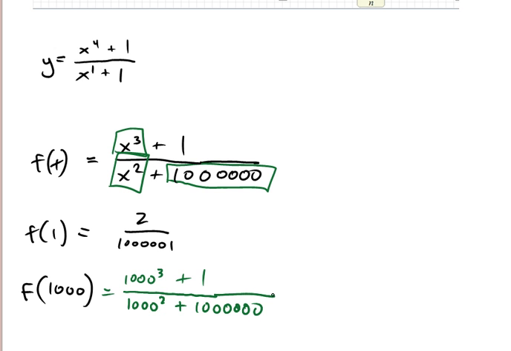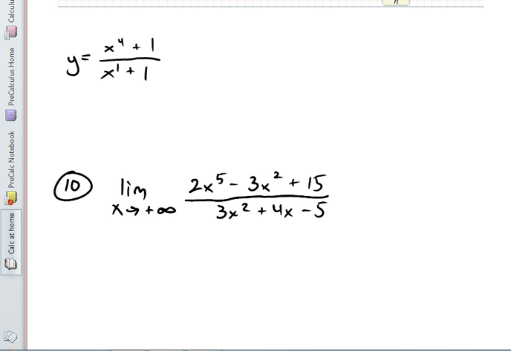I'm not exactly sure, but you can see that given time, the numerator will in fact pass the denominator. Let's look at one last example. This is number 10 on page 275. It asks for the limit as x approaches infinity.